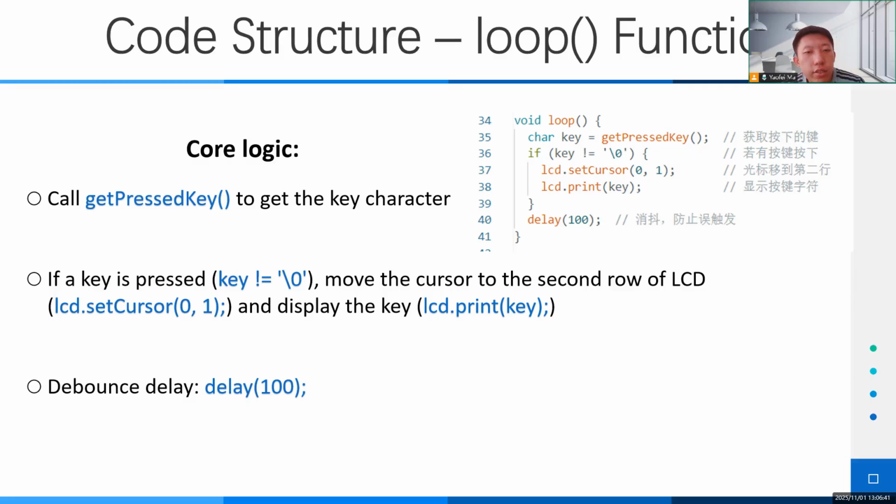At the end, we have a delay of 100. This is a debounce delay. Sometimes when you press a key, the electronic signal can bounce for a short time, making the Arduino think the key was pressed multiple times. The 100 millisecond delay helps correct this mistake.